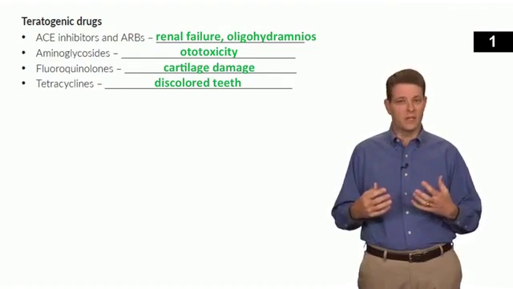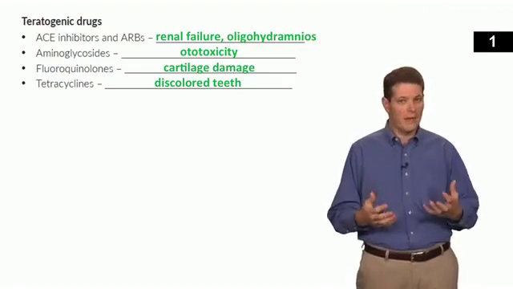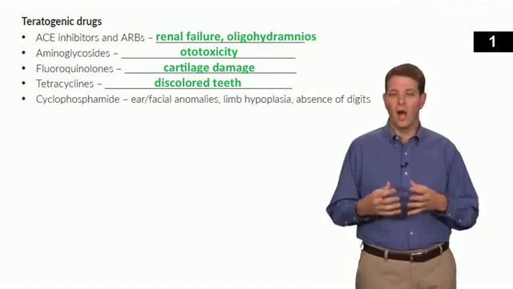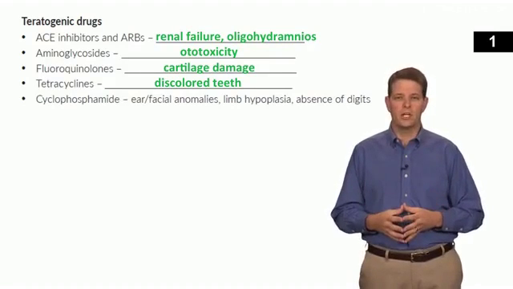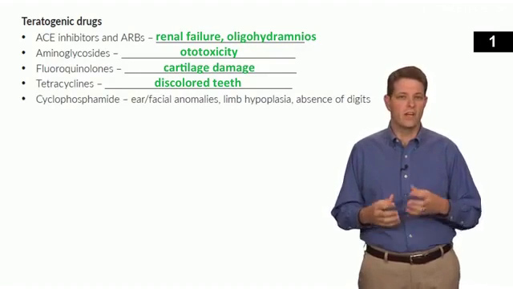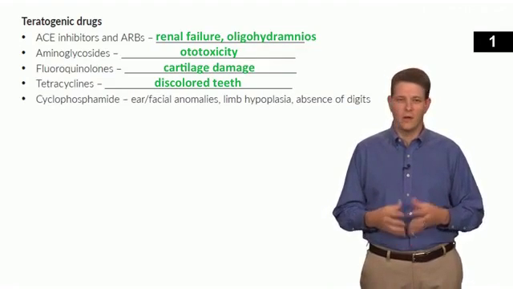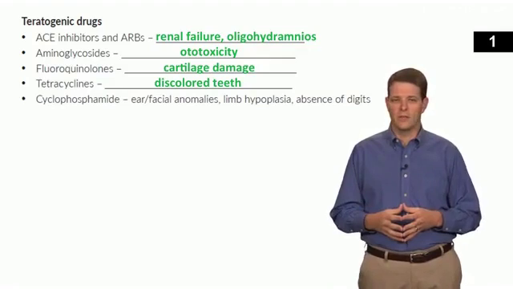Cancer drugs obviously interfere with rapidly dividing cells, so that's a bad thing if you're an embryo that's trying to make organs. Cyclophosphamide and other alkylating agents can be particularly teratogenic. They can cause ear and facial anomalies, limb hypoplasia, and the absence of digits. They're obviously going to interfere with rapidly growing cells.